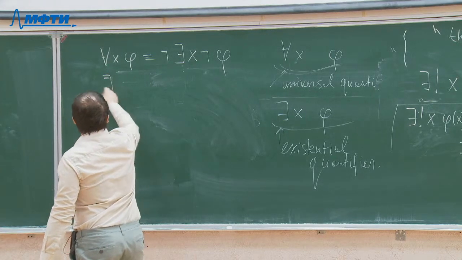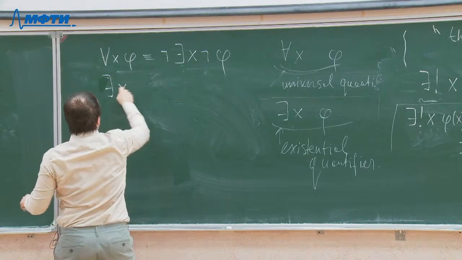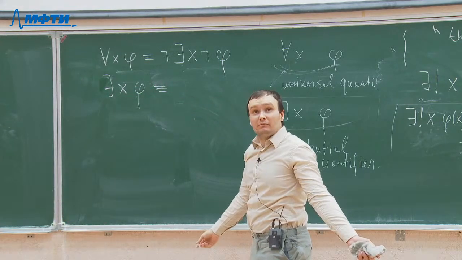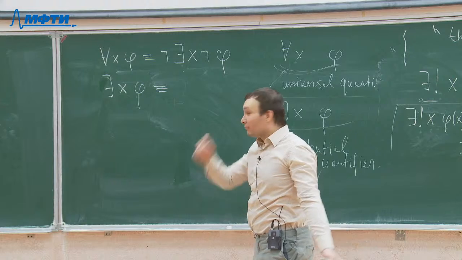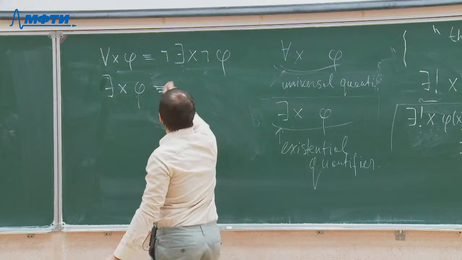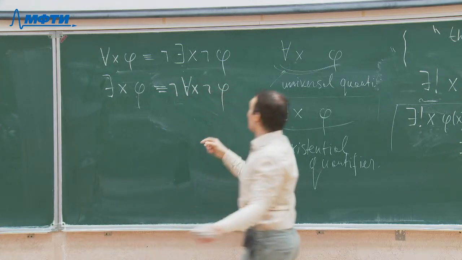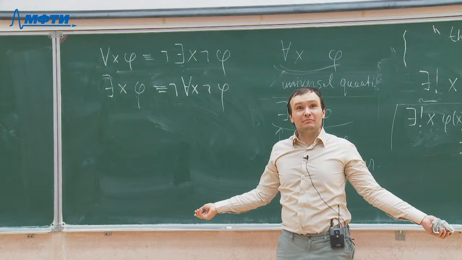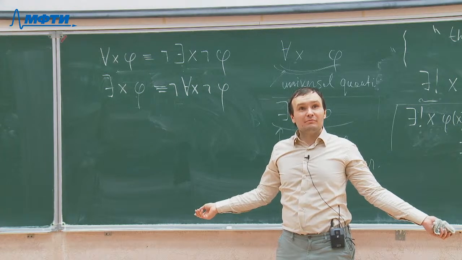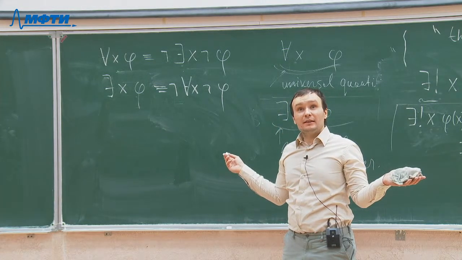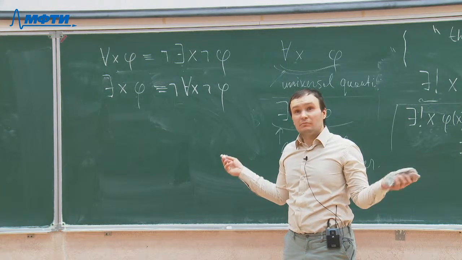And what does it mean that there exists a fragile number? That means that it is not the case that every number is not fragile. Is it clear? Okay.